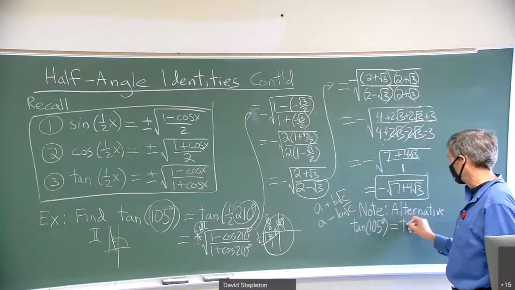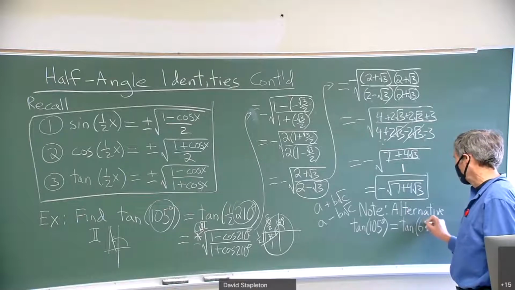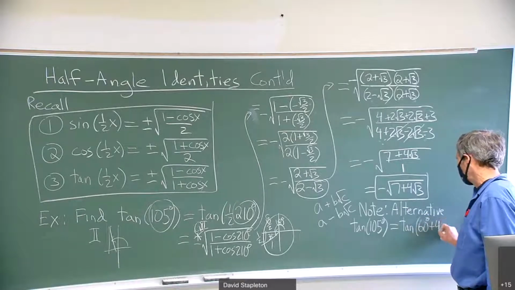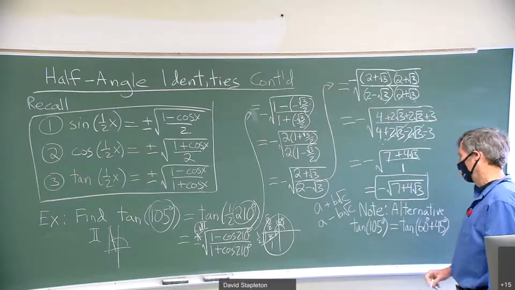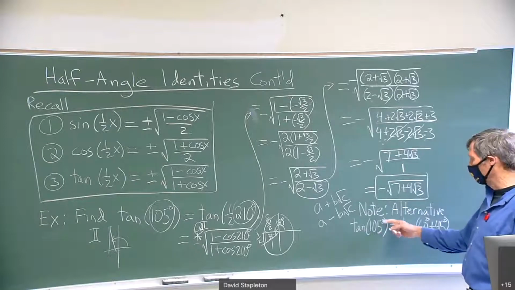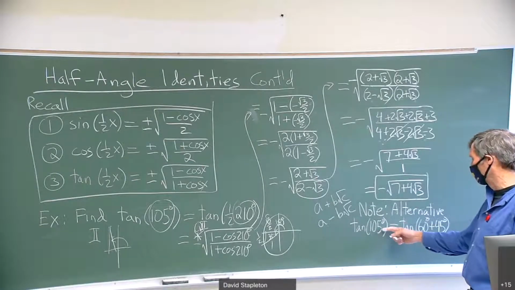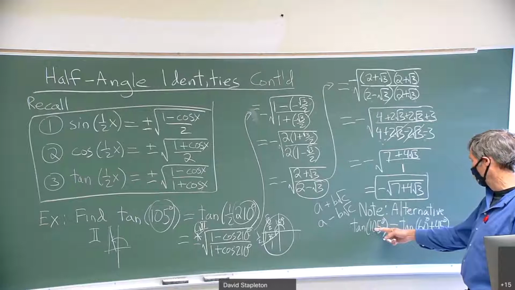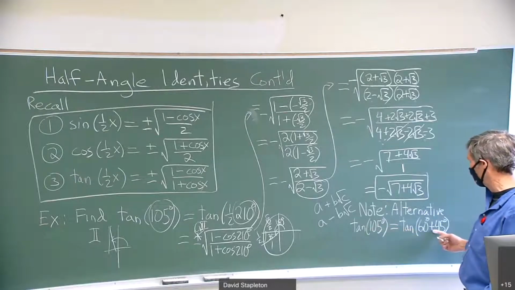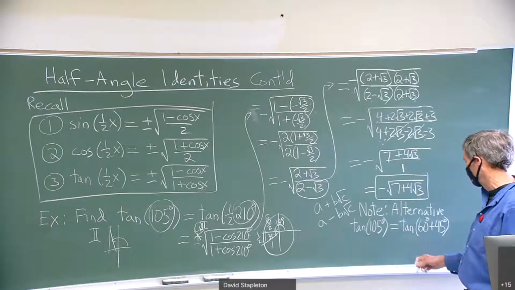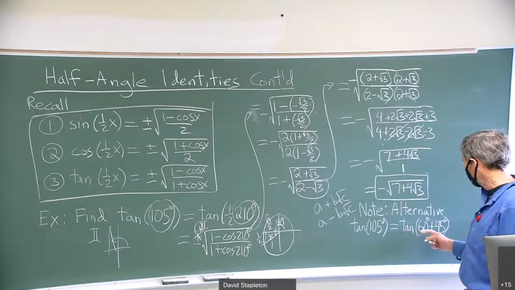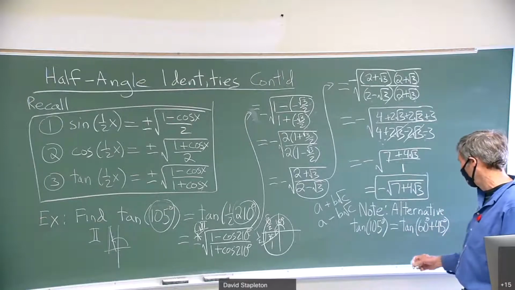So I could write this as tangent of 60 plus 45, which is the easiest, right? I could also write 150 minus 45, and that would work also as a difference, and there are also others. All right, tangent of 60 plus 45.